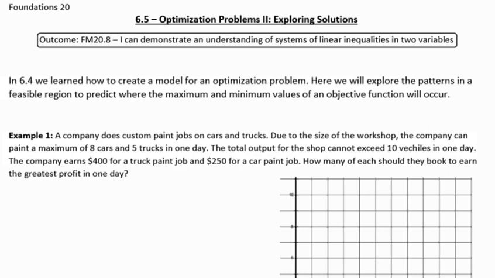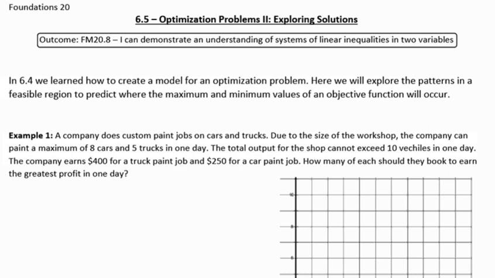A company does custom paint jobs on cars and trucks. Due to the size of the workshop, the company can paint a maximum of 8 cars and 5 trucks in one day. The total output for the shop cannot exceed 10 vehicles in one day. The company earns $400 for a truck paint job and $250 for a car paint job. How many of each should they book to earn the greatest profit in one day?